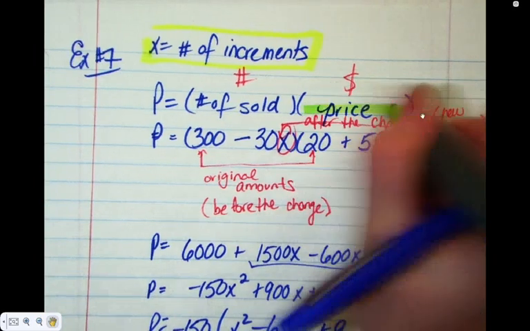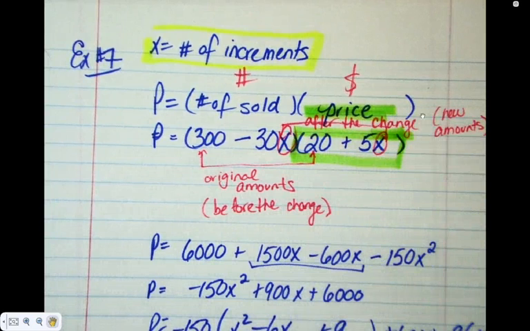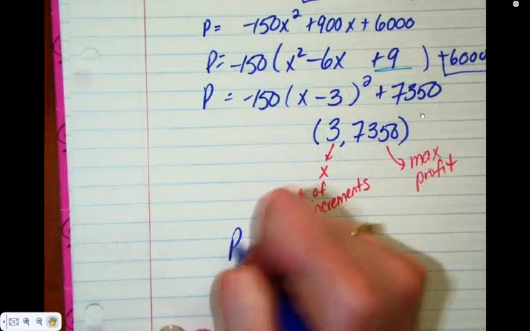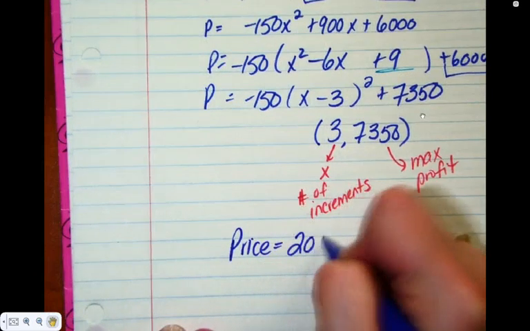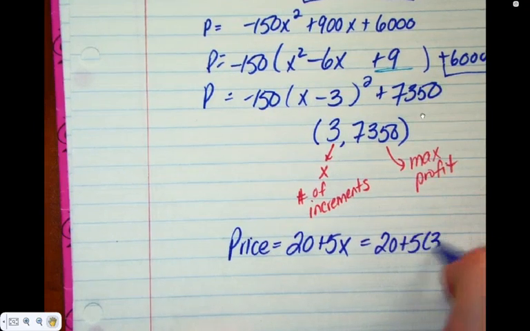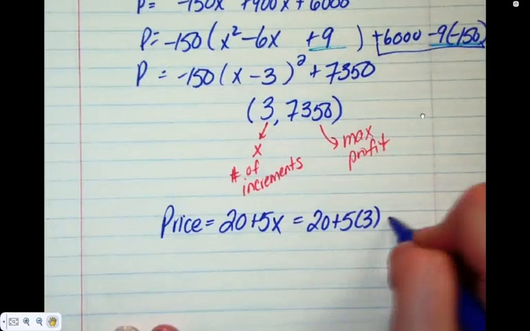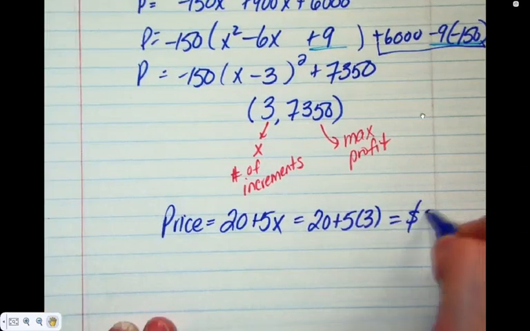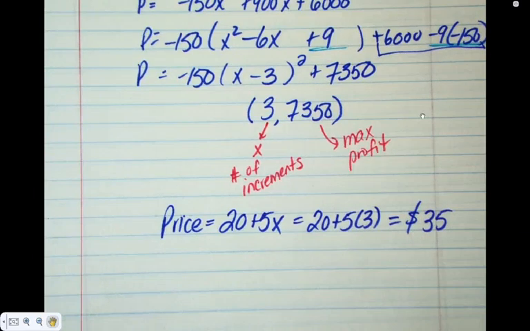What I do to find the price is just grab this binomial right here. It's already set up for you. The price we know is 20 plus 5x. We know x is how much? Substitute it in. The maximum price that we want to charge is $35. In terms of the economics, if we charge more than that, there's going to be less number that buy. If we charge less than that, we're not going to make as much money, right? So it's a balance in economics of what do you charge versus how many people are going to buy it.